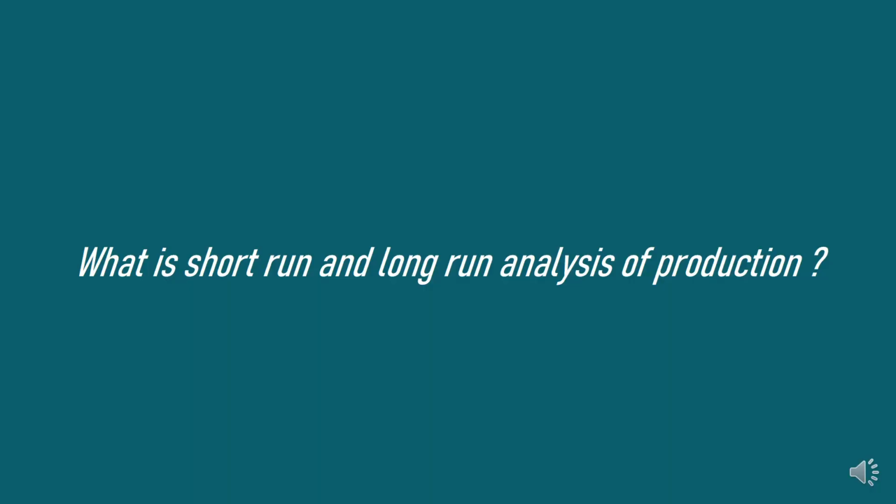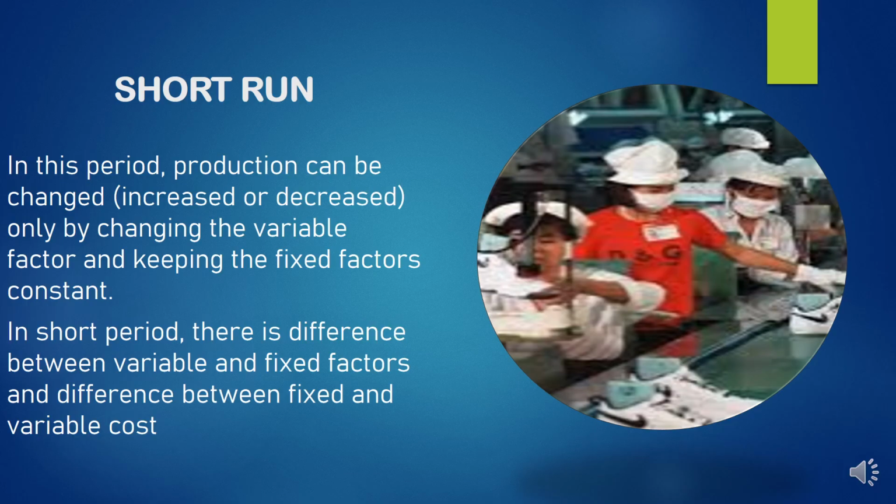Now let's see what this short run and long run analysis of production is. Short run and long run do not refer to a specific period. They depend upon how quickly the factor input can be changed. Short run: in this period, production can be changed only by changing the variable factor and keeping the fixed factors constant. So there are two types of classification in the factors of production: one is the fixed factor, the other is the variable factor.